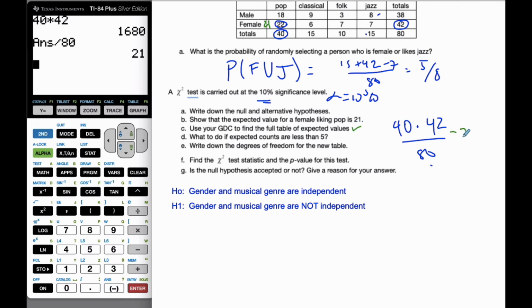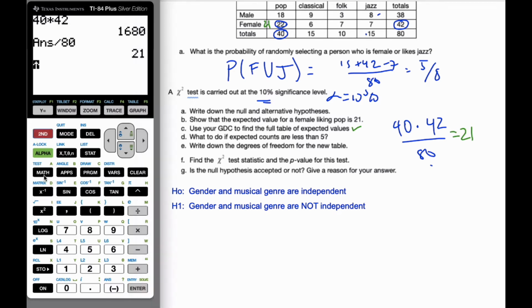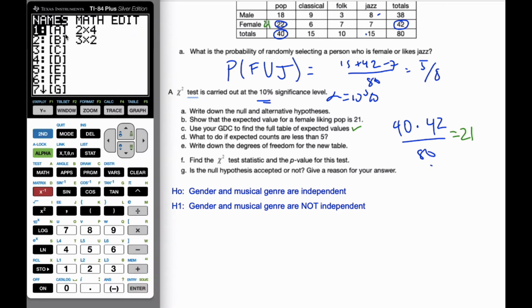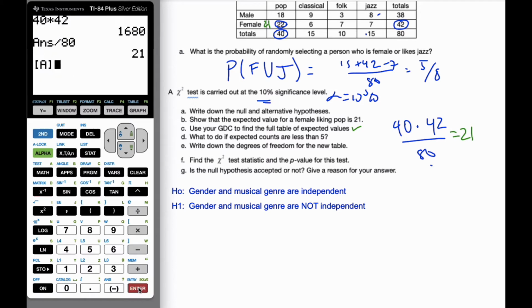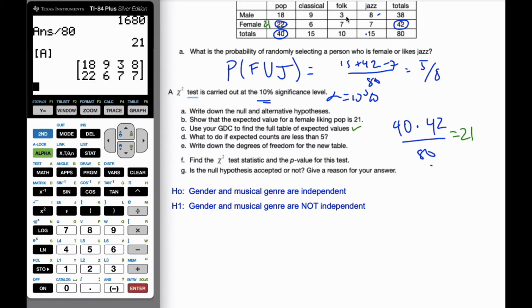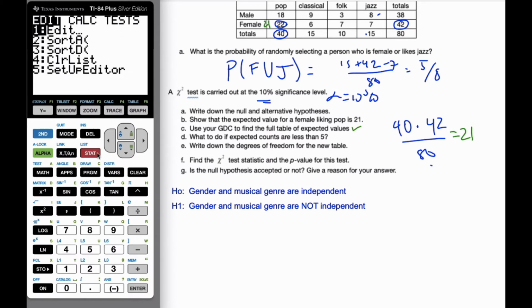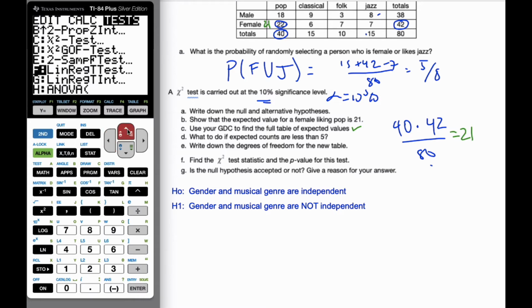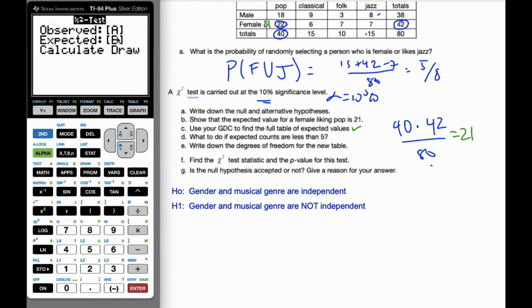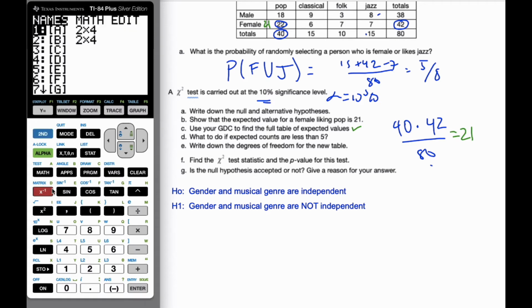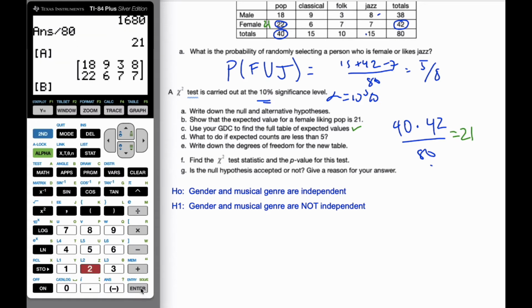Okay, so now use your GDC to find the full table of expected values. All right, so make sure that we say that's 21. If I go to my GDC, to my matrix, here is A. I've already entered it into A, and you can see all these values. If I want to find the expected values, I do the chi-squared test, and it will put it into B. And if I draw it, I get that. Let's take a look at my expected values, look at B.